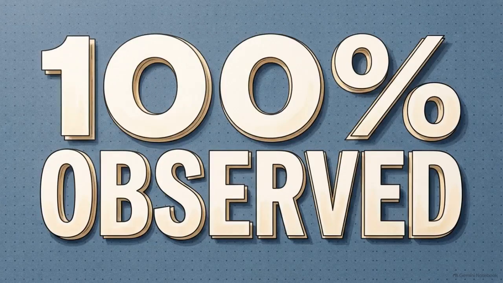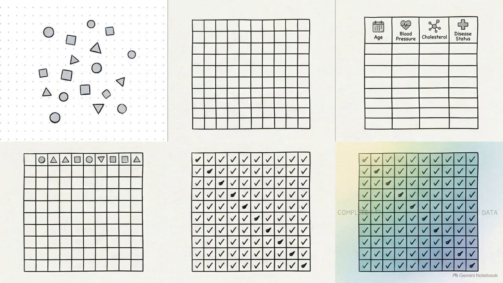In probabilistic learning, the ideal scenario is what we call complete data. This refers to a dataset where every single variable relevant to the model is observed and recorded for every training instance. This is a data matrix for our medical model. It tracks age, blood pressure, cholesterol, and disease status. In a complete dataset, every cell is populated. There are no gaps, no missing tests, and no unanswered questions.